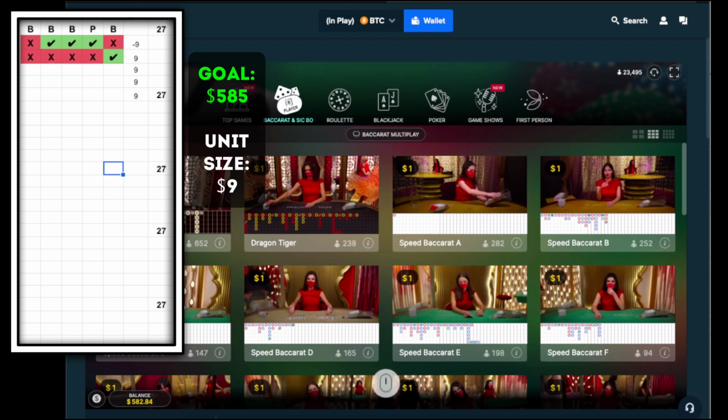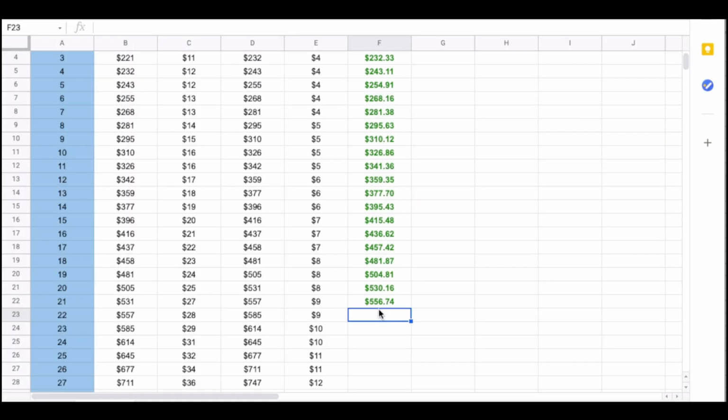Okay guys, let's remember our balance, 582.84. I know it's off by a couple of dollars, but we don't mind. We're not going to stress over a couple of dollars here and there. I'm going to pull up the spreadsheet. Okay, 582.84. Session number 22 in the books.